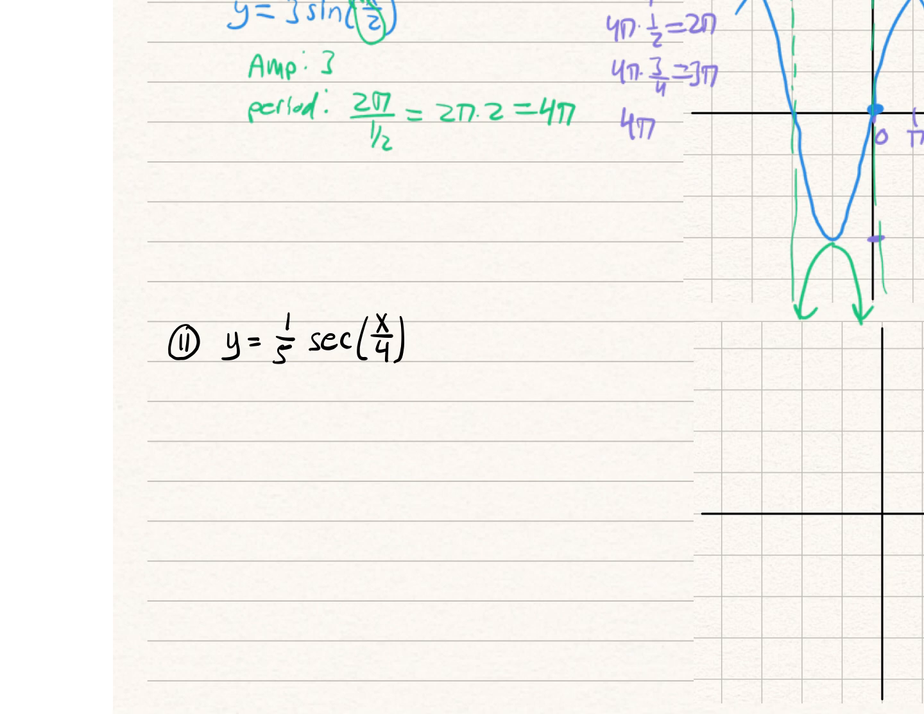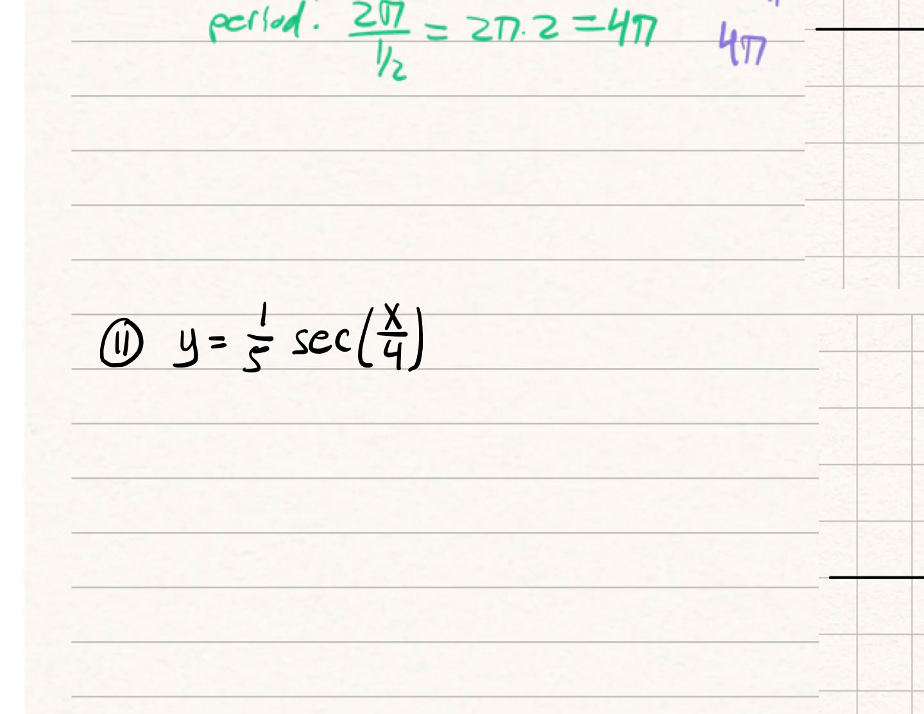Now for this one, same thing. We're going to base this off of the graph of its reciprocal, right? So the reciprocal of secant is going to be cosine. So it's going to be 1/5 cosine of x over 4. All right, and we're going to have an amplitude of 1/5.